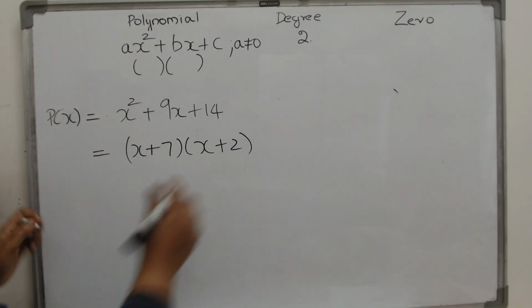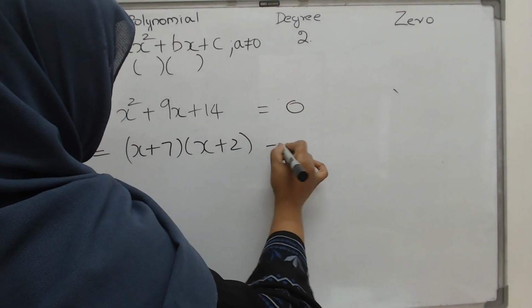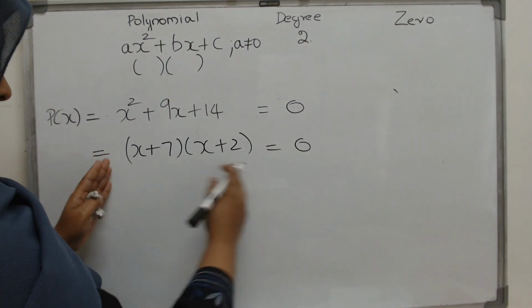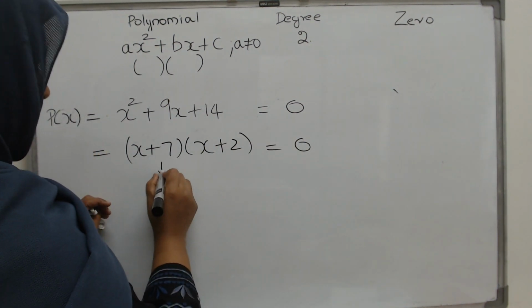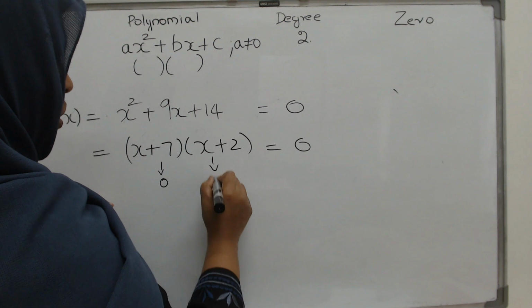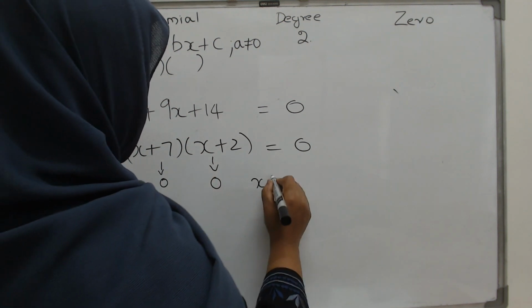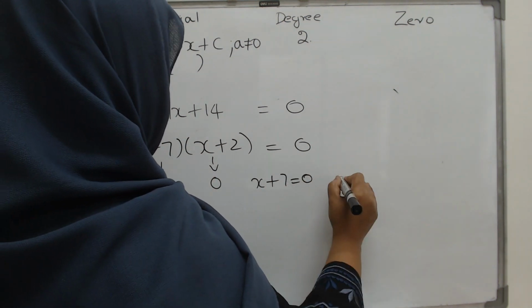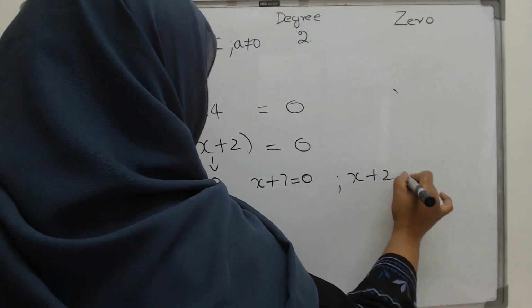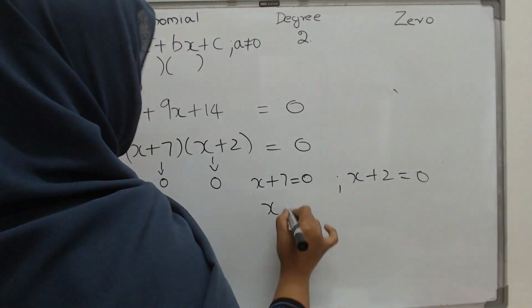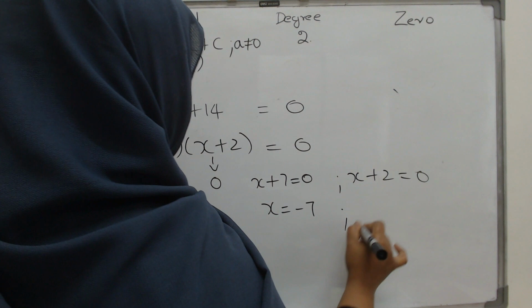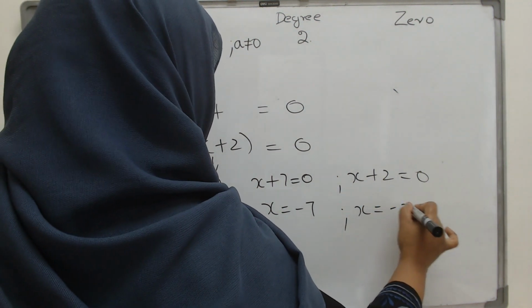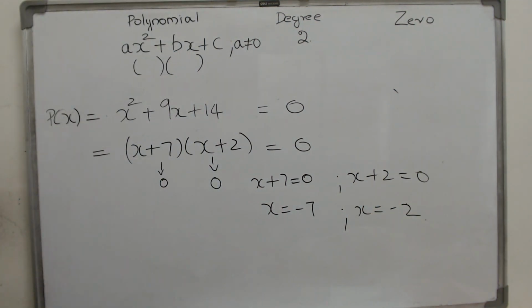Now, if you were to equate it to 0, then how will this work out? Either this will be 0 or this will be 0. That means either x plus 7 is equal to 0 or x plus 2 is equal to 0. That means either x is equal to minus 7 or x is equal to minus 2. These are the only two roots you can find. Is that all? Yes.